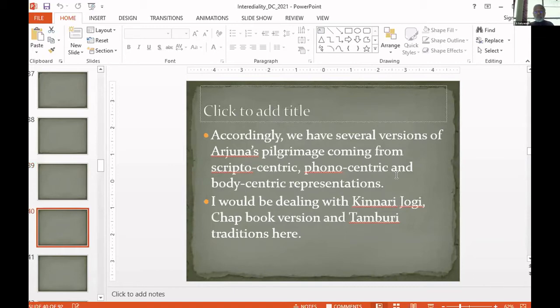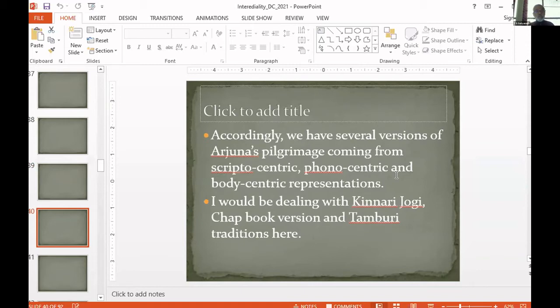Accordingly, we have several versions of Arjuna's pilgrimage coming from scriptocentric, phonocentric, and bodycentric representations. I have cut a lot of things, so let me just tell you. I'm talking of a performative tradition called the Kinnari Jogi tradition.